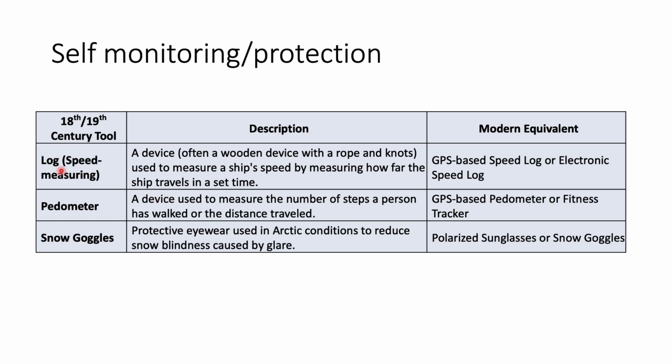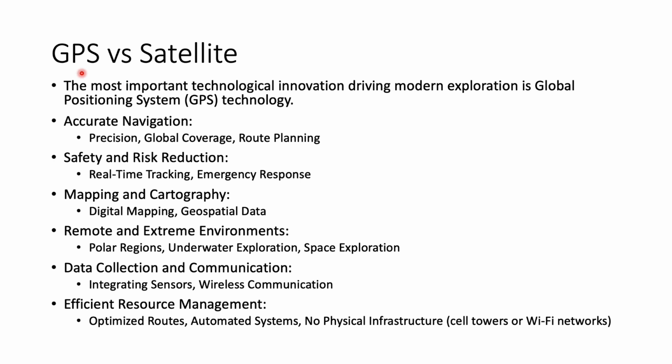And of course, people used to log how much speed they were actually traveling. Currently we use GPS based speed logs or electronic speed logs. And of course, we have been living in an era where GPS and satellites are abundant. So in olden days, people did not have GPS or satellite things. So that's one of the major advantages or technological innovations which is currently helping modern explorations in the entire world. So why do people use GPS?